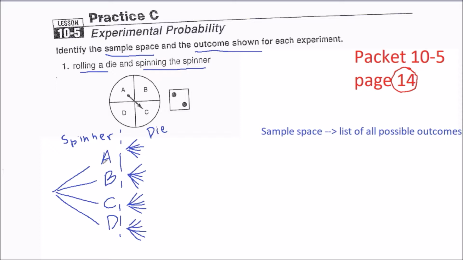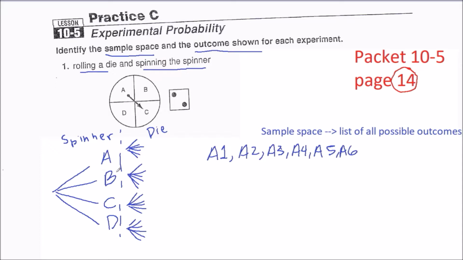that we could get A on the spinner. And if we get A on the spinner, what could happen on the die? Well, we could get a 1 on the die. Or if we get A on the spinner, we could get a 2 on the die. Or we could get A on the spinner and a 3. Or A and a 4. Or A and a 5. Or A and a 6. So that's if we get A. If we follow this branch, these are all the outcomes getting A on the spinner. The 6 possible outcomes on the die if we get A on the spinner.